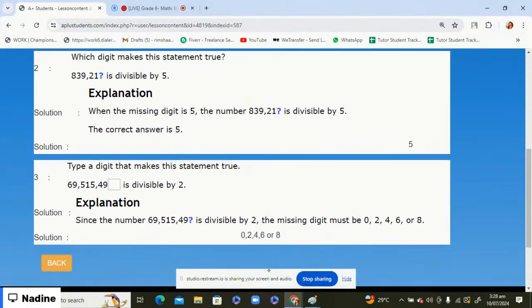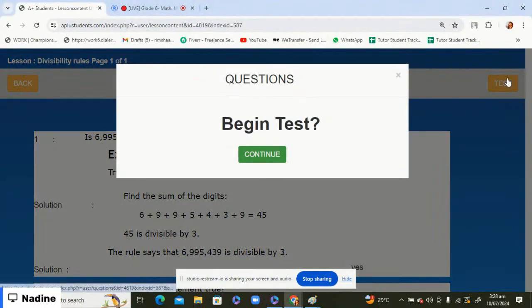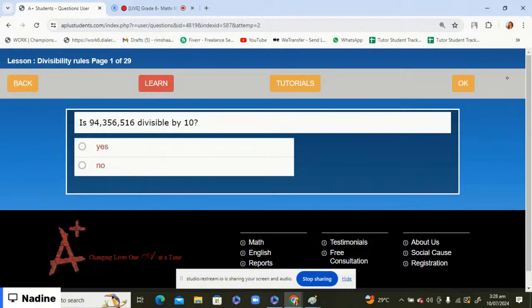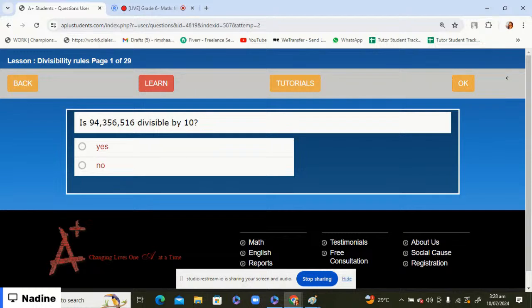Let's discuss the next question. Let's discuss the test part. Now do it. So here we go. Here there is basically 94,356,516. Is it divisible by 10? Check the last digit, that is 16. It means that 10 is not divided by 16, so we can say that it's no.